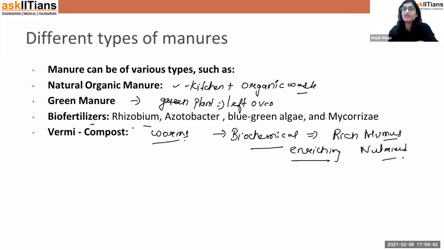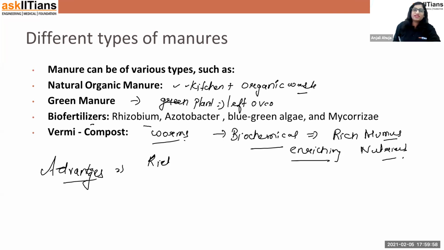Now, finally coming to the question. If a question comes in your paper, what are the advantages of manure, what can you write? You can say that they make the soil nutrient rich. They help in aerating the soil. It helps in the growth of microorganisms. You can just make an explanation out of it.